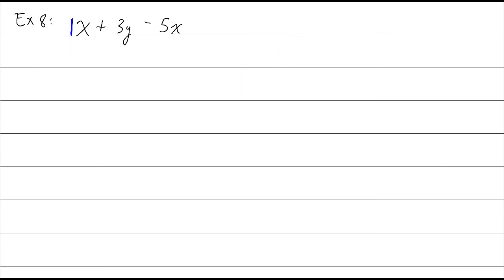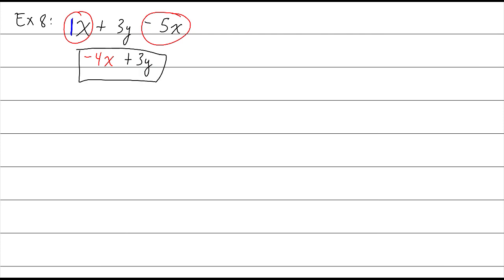The reason why that's important is because this becomes 1x minus 5x. Those are my like terms. And we know that 1 minus 5 is negative 4. So that's negative 4x. And then this plus 3y just has to kind of go along for the ride because there are no other y's to pair it up with.